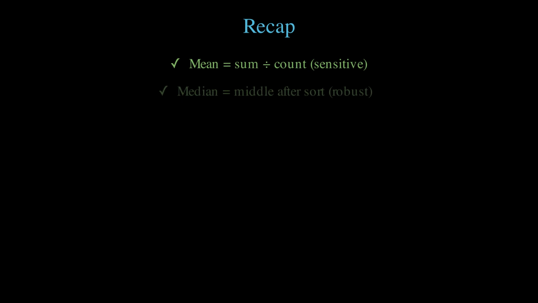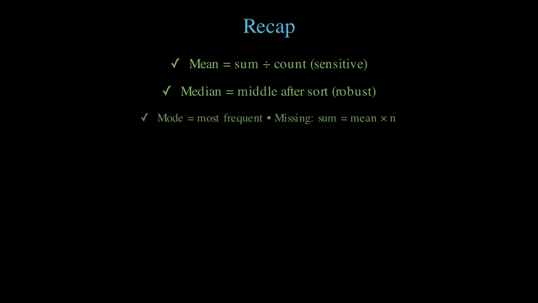Recap. First, mean equals sum divided by count, and it shifts strongly when outliers appear. Second, median needs sorting first, and for even counts you average the two middle values, which is an easy place to forget the divide by 2 step when you are rushing. Third, mode is most frequent, and missing value mean problems use sum equals mean times n, so always lock the count before you solve for the unknown.